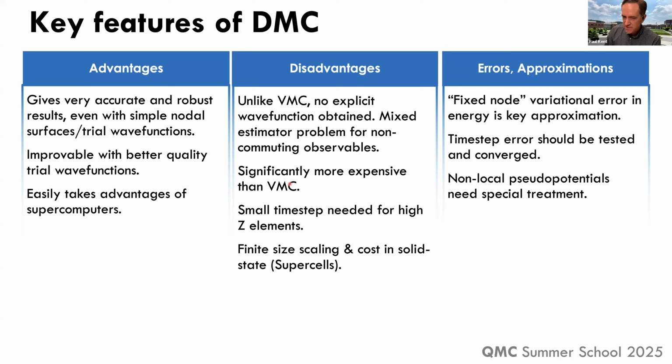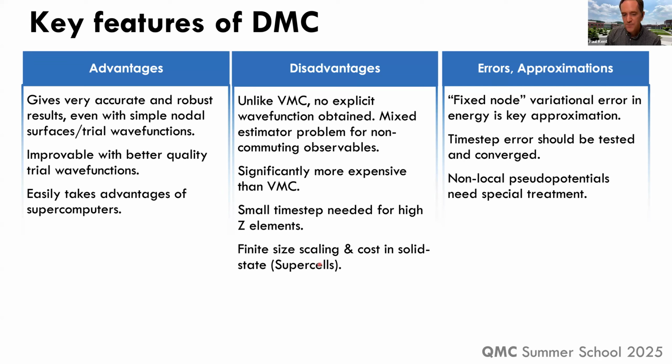DMC is more expensive than Variational Monte Carlo. One reason for that is we have to take many smaller time steps. We also have to measure the energy every step in order to actually perform the DMC algorithm, which is not required in VMC. And you'll also see here, as you go to higher atomic number or effective atomic number, the time step also needs to be small. So these work to push up the cost.